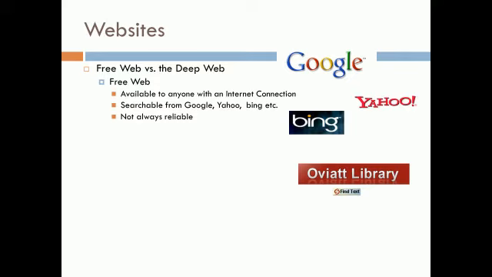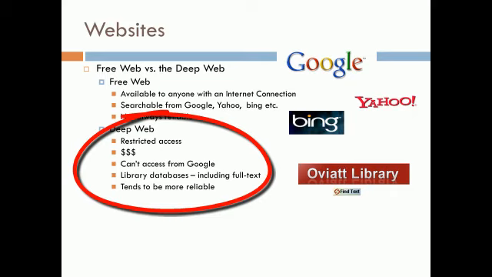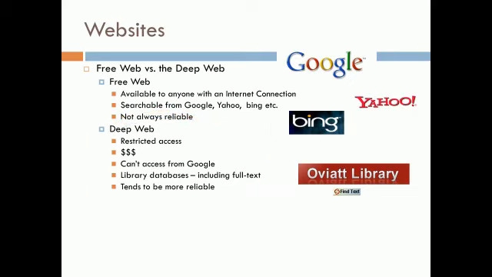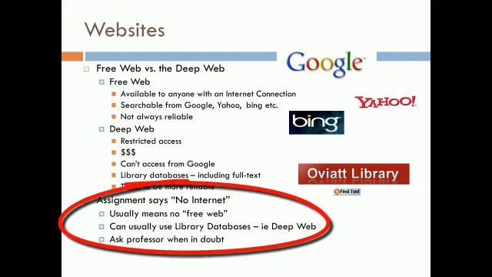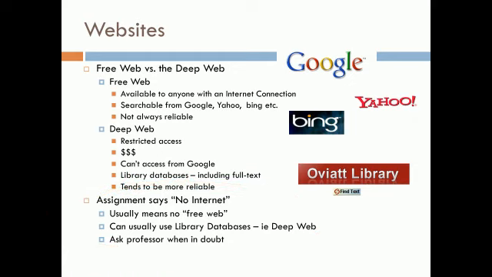The deep web, on the other hand, has restricted access, often because it will cost you money to see it. You won't always find the same information by just searching Google. The library's databases, which can access magazine and journal articles, often with full text, are examples of the deep web. If your professors tell you not to use internet sources, they're usually referring to the free web, not the library's online databases. When in doubt, though, you can ask your professor.